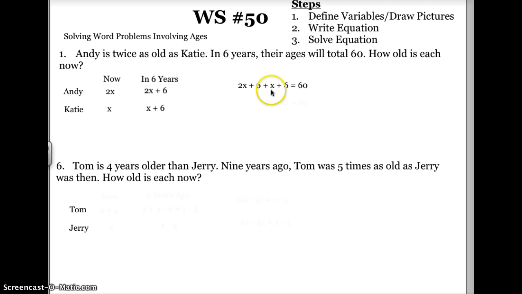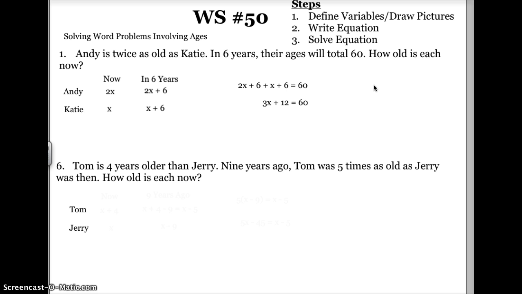So I've done that right here. 2x plus 6 and x plus 6 is equal to 60. Then I can combine my like terms and I get 3x plus 12 is equal to 60, and I can solve the problem from there. And actually, in this problem I just have one variable on the left-hand side of the equation, and I don't have variables on both sides of the equation.